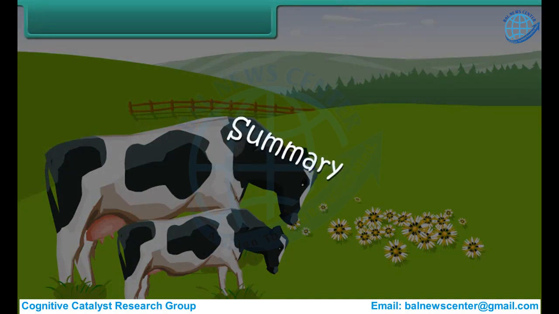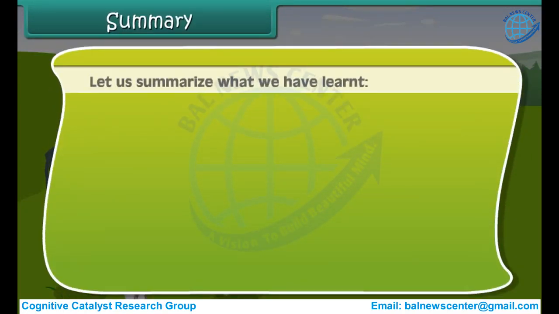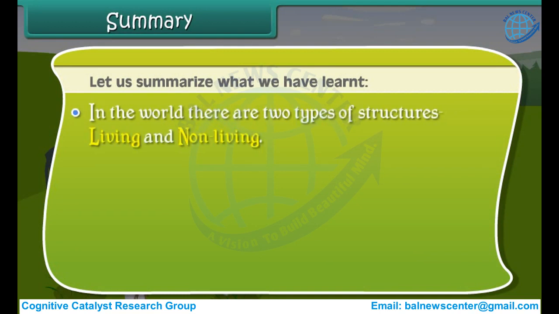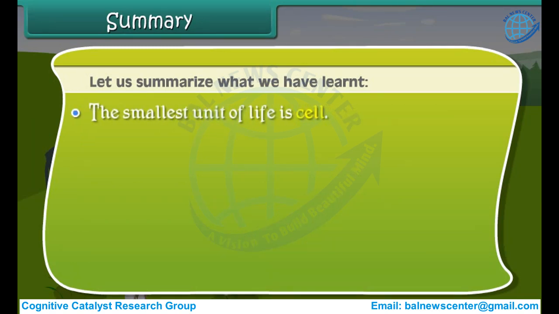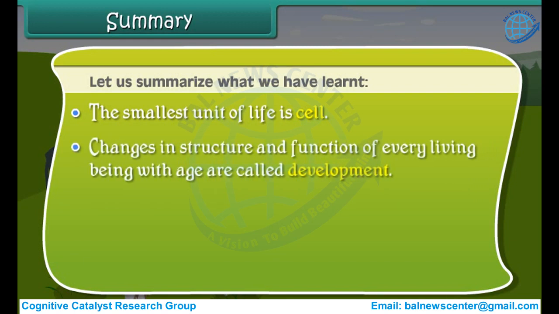Summary. Let us summarize what we have learned. In the world, there are two types of structures, living and non-living. Living beings are complex entities. All living organisms share some basic characteristics: cellular structure, use energy, grow and develop, sense and respond to change, move, give off waste, and reproduce. The smallest unit of life is the cell. Changes in structure and function of every living being with age are called development.